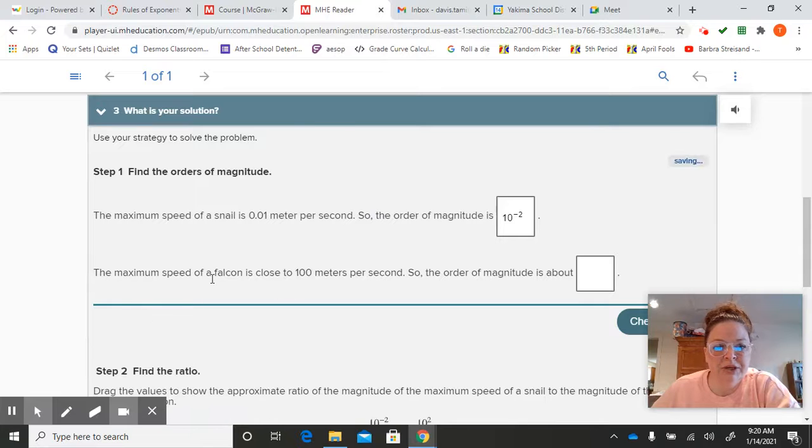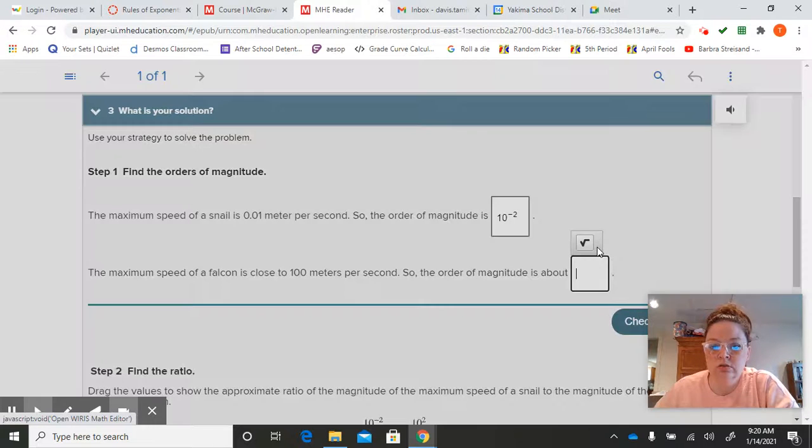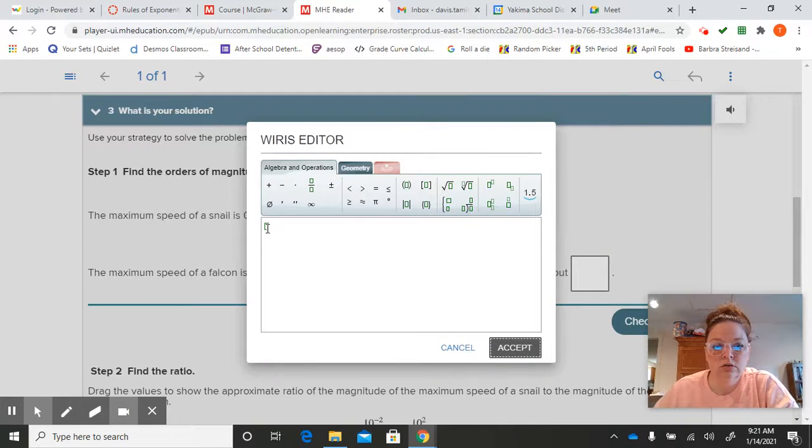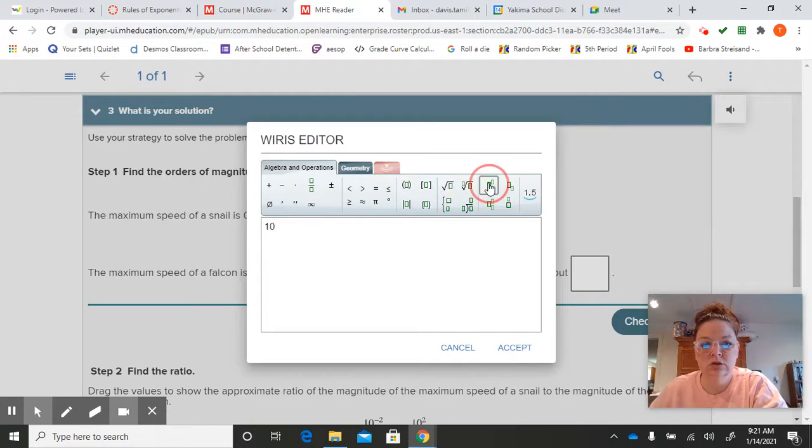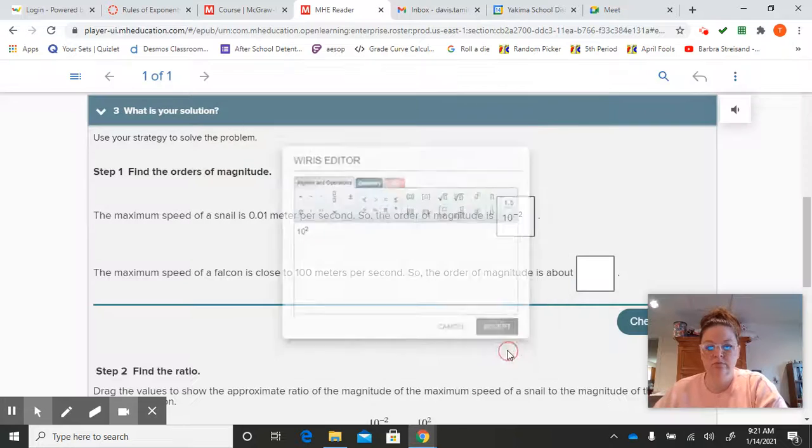The maximum speed of the falcon is close to 100, and that is 10 squared.